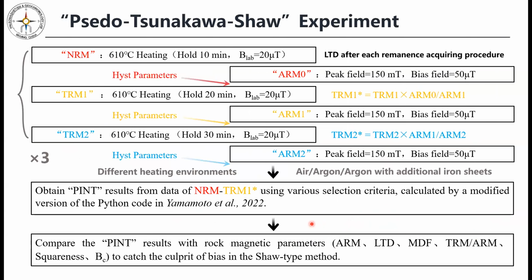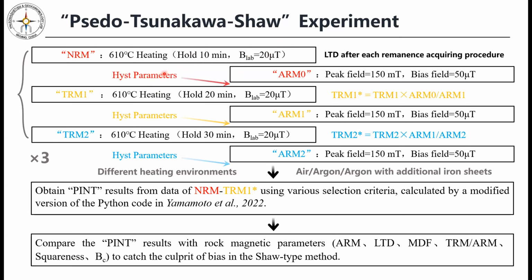And this is the workflow of our pseudo-Tsunakawa-Shaw experiment. We first heat the sample to 610 degrees Celsius, and we use the Tsunakawa-Shaw experiment protocol to retrieve the field. We also conduct hysteresis loop measurements before each heating step to monitor the change of their rock magnetic parameters.